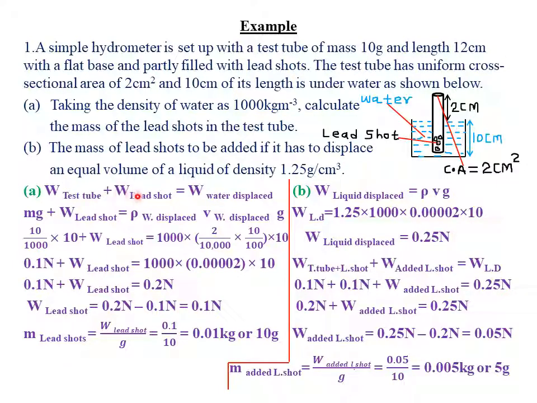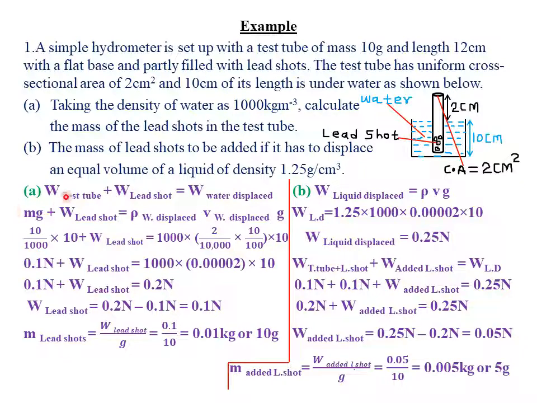So for the weight of the test tube plus the weight of the lead shots, I'll simply separate the two. The weight of the test tube will be given by mass times gravity, because we are given the mass of the test tube to be 10 grams. Then the weight of the lead shots, we don't have it, but we know that if we get the weight of the lead shots, we'll be in a position to find the mass of the lead shots, which is what the question wants us to find. Then the weight of the water displaced, or the fluid displaced, can be given by rho Vg, that is the density of the water displaced times the volume of the water displaced multiplied by gravity.